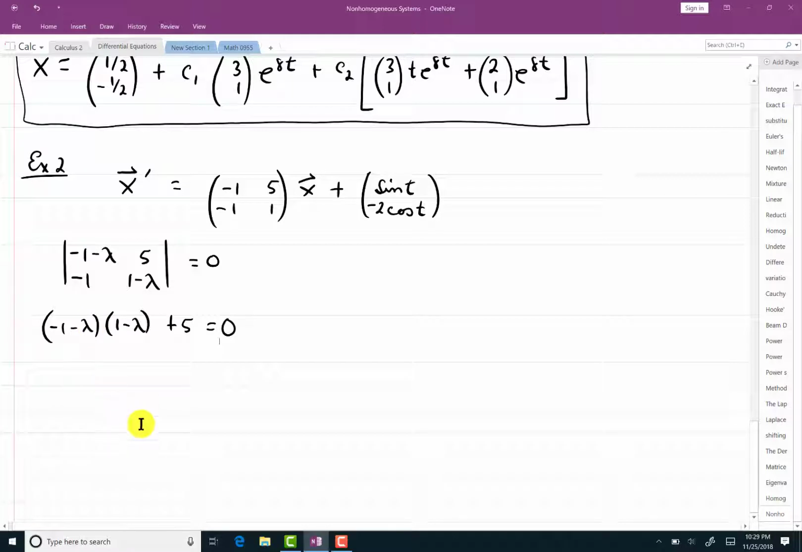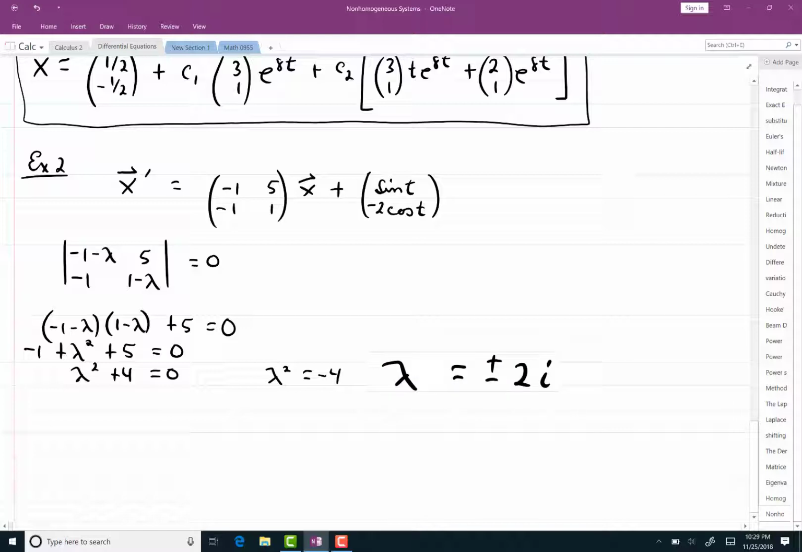And let me FOIL this out and see what happens. I get a negative 1. Then I have a plus lambda minus lambda. The lambda parts disappear, but I will get a plus lambda squared. And so I get lambda squared plus 4 equals 0. Lambda squared equals negative 4, or lambda equals plus and minus 2i.